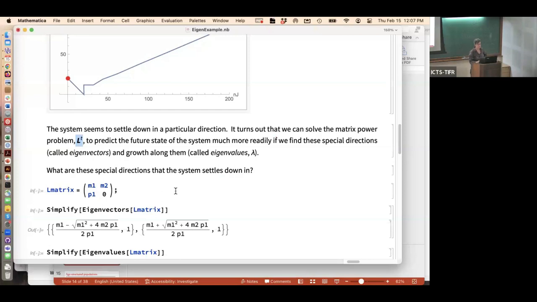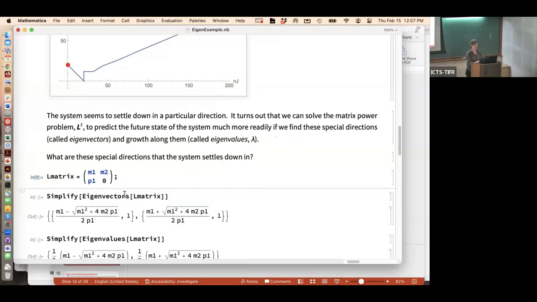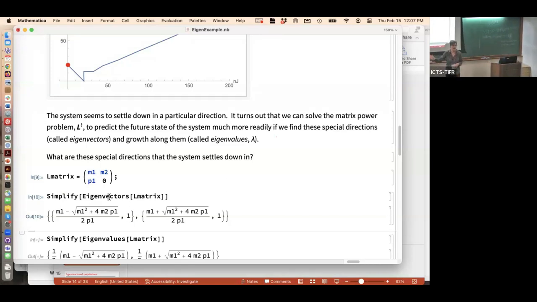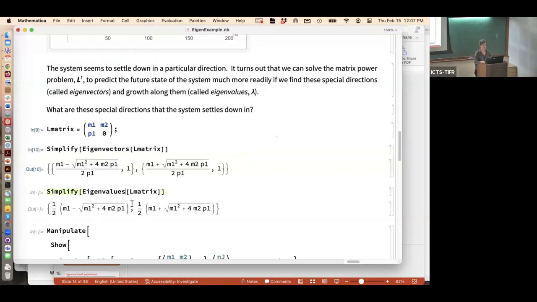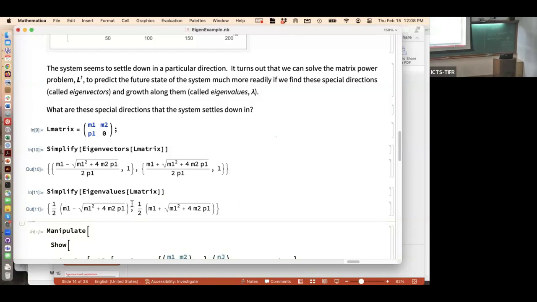So what are these special directions? Here's this arbitrary Leslie matrix for a juvenile adult age-structured model. And the nice thing about Mathematica is it'll just calculate the eigenvectors for us. It's not that hard. You could do this by hand, but there it is. Similarly, we can find the eigenvalues. And those are the eigenvalues. So for a given matrix, if you give me the birth rates and the survival rates, I can tell you what these particular eigenvalues are going to be.